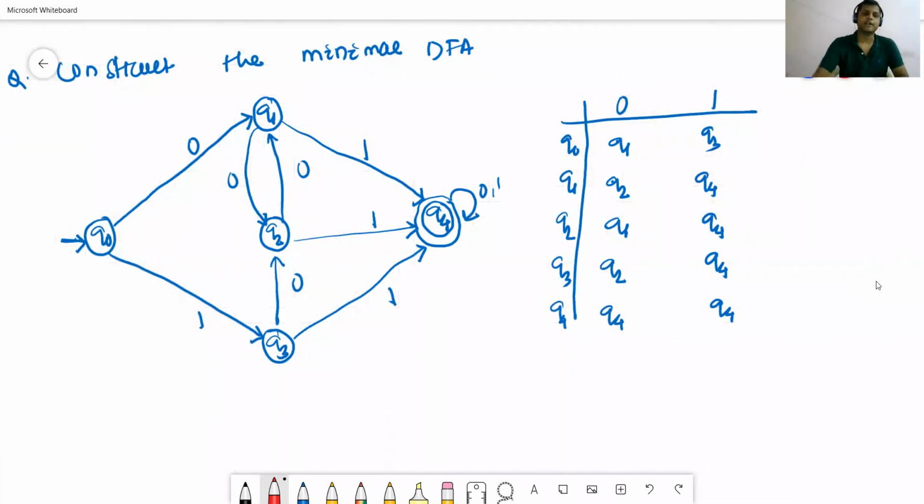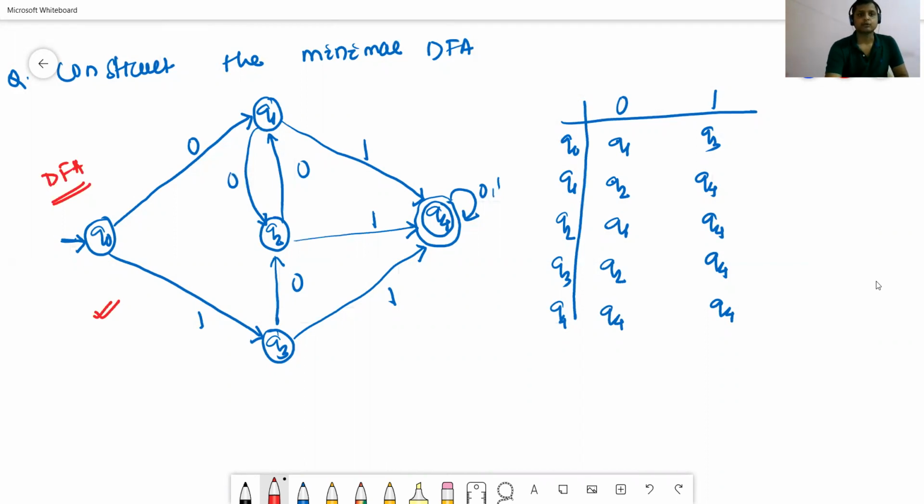Construct the minimal DFA for the given DFA. This is called the transition table. This is the similar representation, the transition table representation of the transition diagram. Now we'll check, is there any inaccessible state in the given DFA or not?